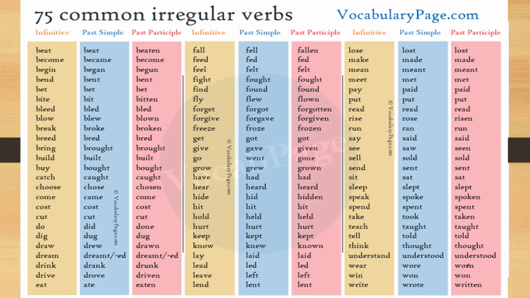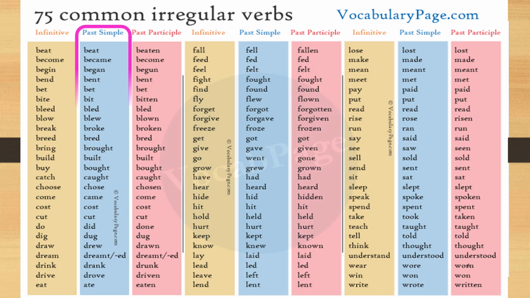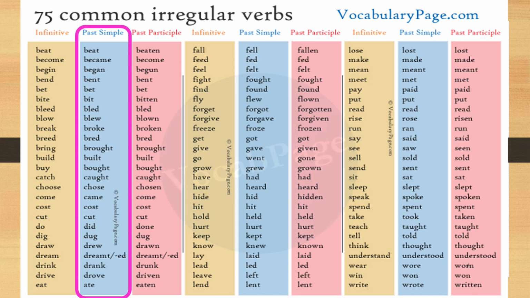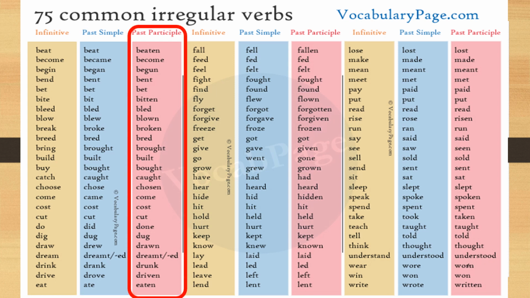This is a list of 75 common irregular verbs. You can find online different lists like this one, where in the first column we have the basic form of the irregular verb, also called the infinitive form. In the second column we have the simple past form of the irregular verb. And the third column is the past participle, and this is what we have to use to form the present perfect.